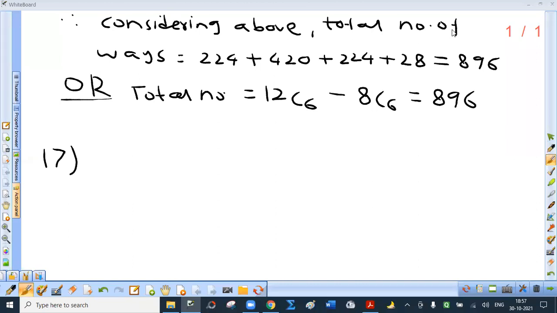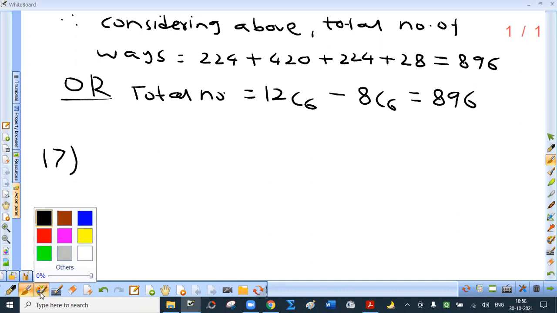Sum number 17, 4 parallel lines intersect another set of 5 parallel lines. Find the number of distinct parallelograms formed. So here, to form a parallelogram, 2 lines of one set have to intersect 2 parallel lines of another set. So for doing that, we have to do 4C2 into 5C2. Absolutely. Very good. Write down.